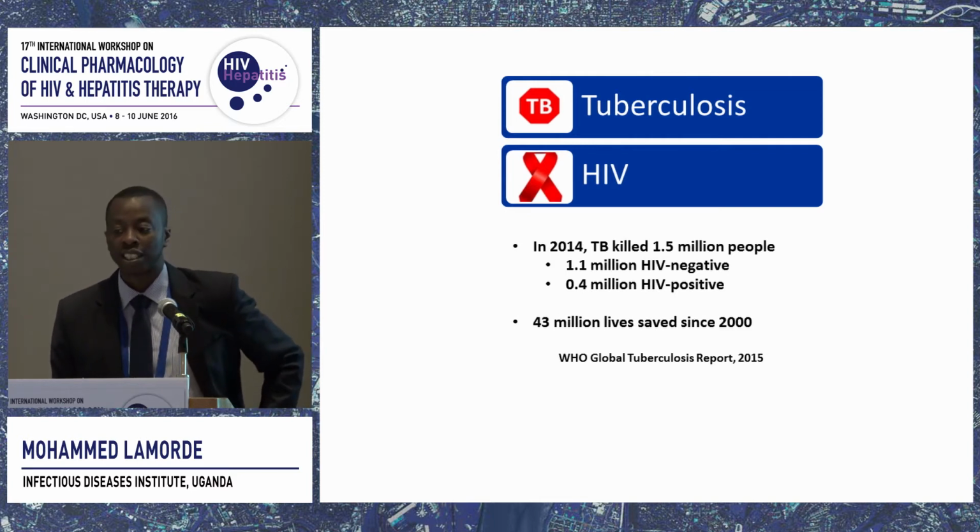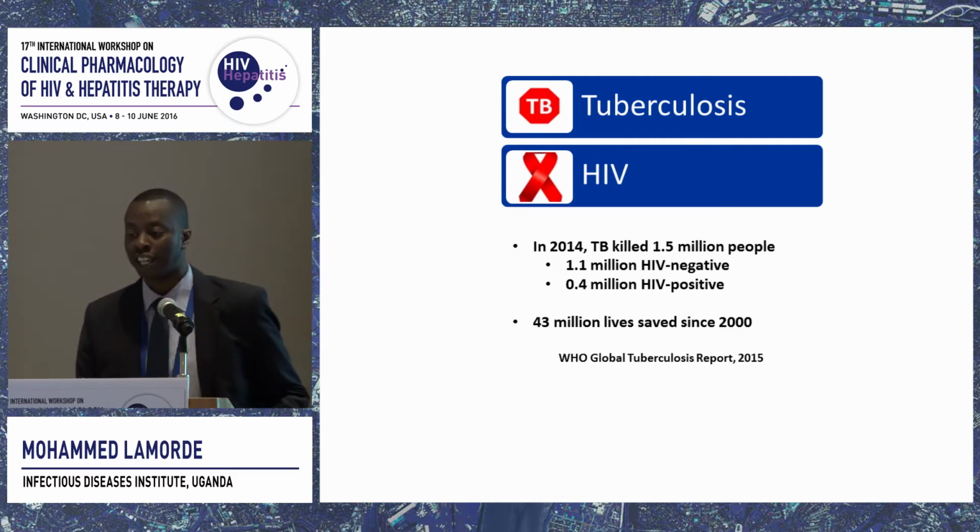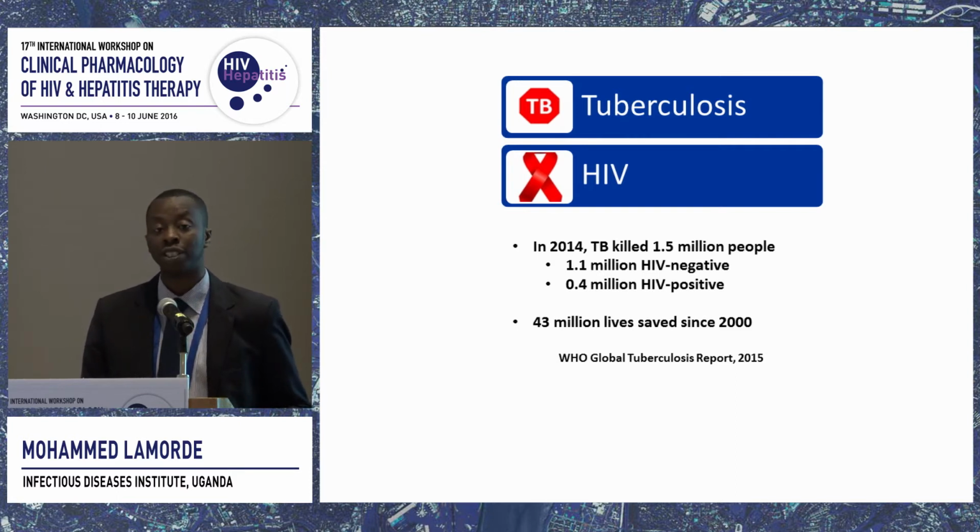Now, to put it in context, when I saw the figures, I did a double take again. In 2014, 1.5 million people actually died from tuberculosis. 1.1 million of them HIV negative, and about 400,000 were HIV positive. But that does not really tell the full picture. About 43 million lives have been saved since 2000, and this is really because of expanded access to treatment, rifamycin-based anti-TB treatment.